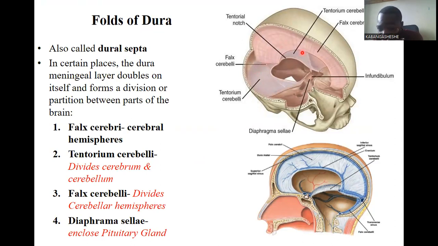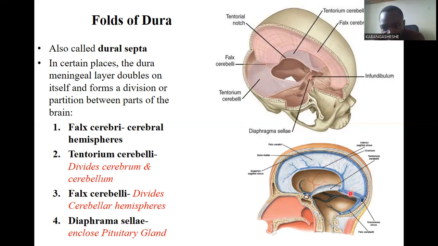Then we also have the tentorium cerebelli, which you can see here, separates the cerebrum from the cerebellum. So the cerebellum will be here. Cerebellum will be here. Cerebrum will occupy all that space.